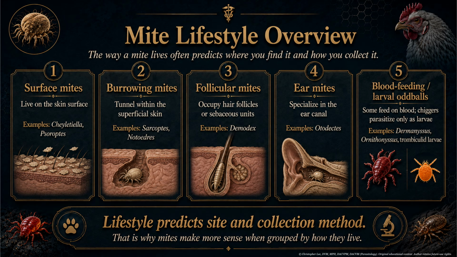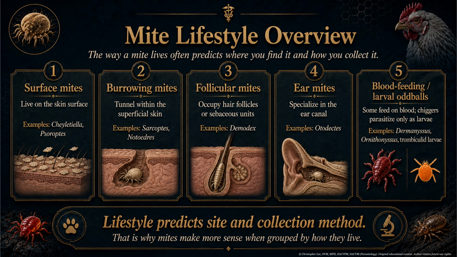Mites make more sense when grouped by lifestyle. Surface mites live on the skin, hair, feather, scale, or crust. Burrowing mites tunnel within the superficial skin. Follicular mites live down in the hair follicles or sebaceous units. Ear mites specialize in the ear canal. And blood-feeding mites may spend time on the host, off the host, or in both places.